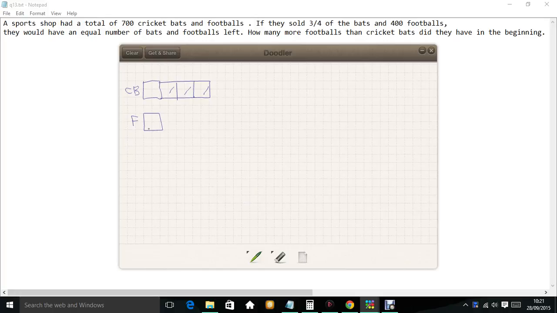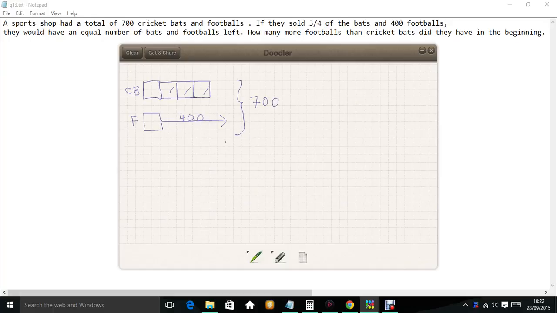Right, let's have a look at footballs. We know that 400 footballs were sold. I don't know what portion that was, so I'm just going to note that this line is not to scale. It could be bigger than this, it could be smaller than this. It's just representing the number of footballs that were sold. So I'm going to put 400 here. We also know that there were 700 altogether before they were sold. The total of that is 700.